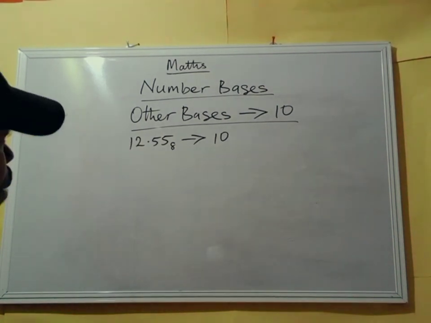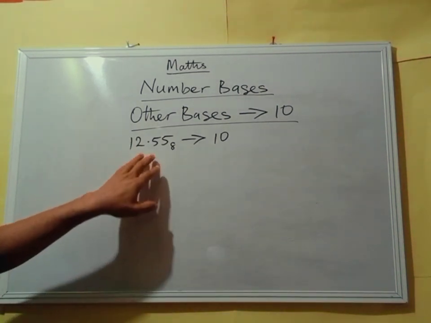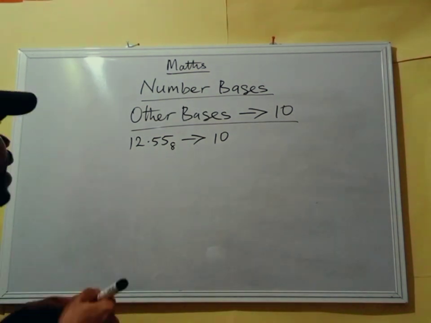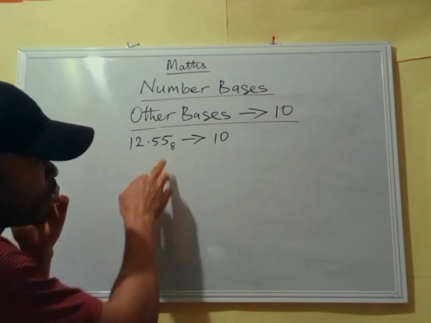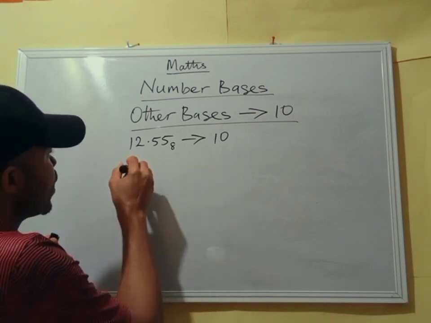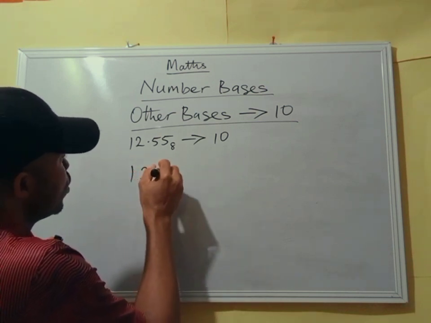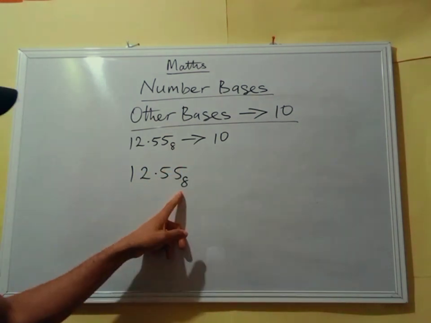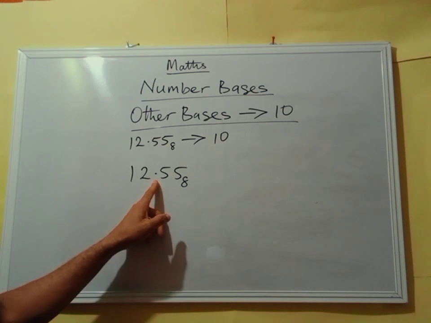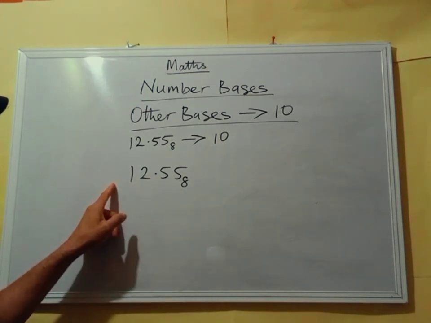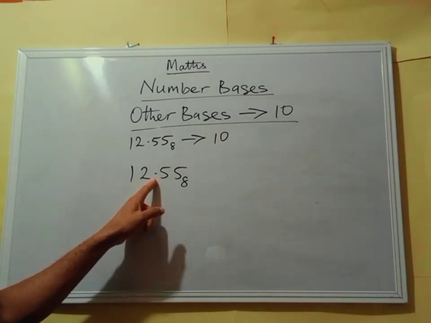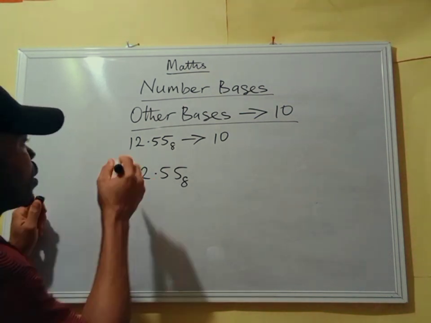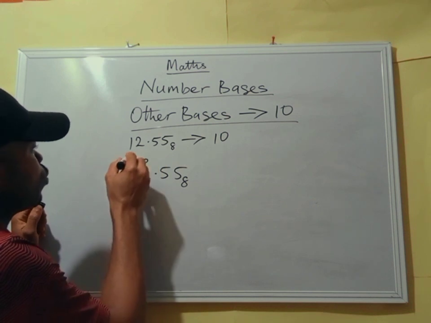Another example is this one, but in this case, this is a decimal number. You have to convert 12.55 base 8 to base 10. So we just write it out: 12.55 base 8. In the case of a decimal number like this, this is the whole part. And the last digit before the decimal point is also the unit digit. So that will still take power 0. Then it will take power 1.